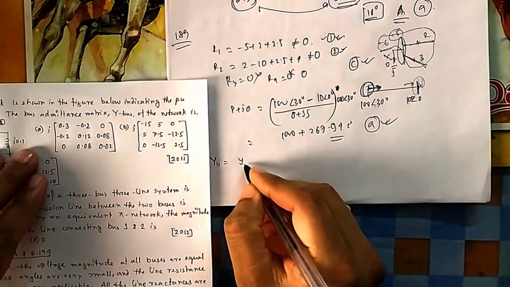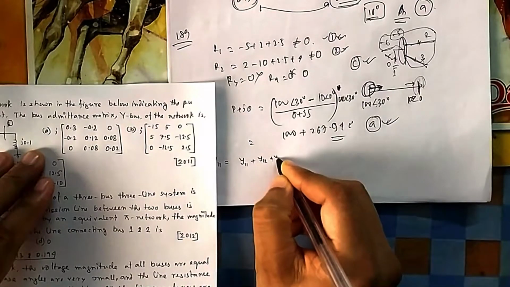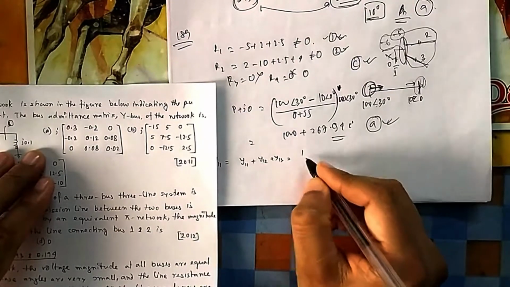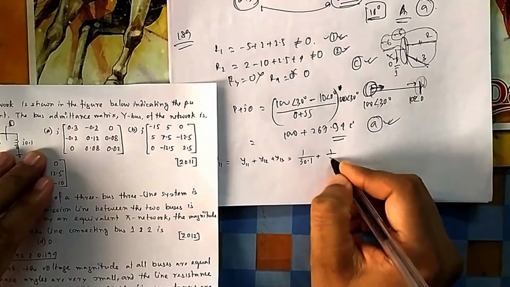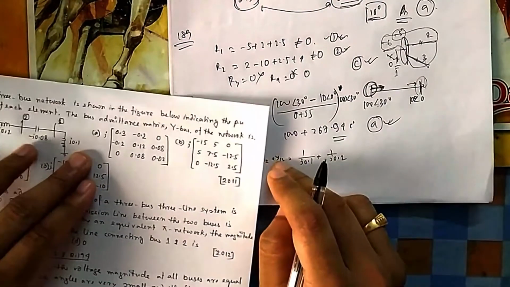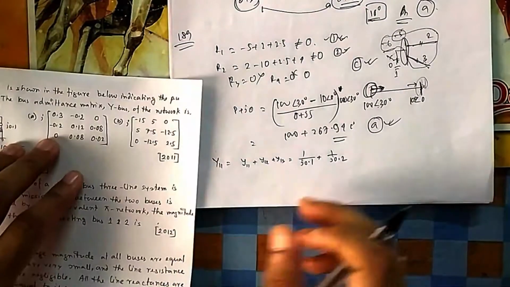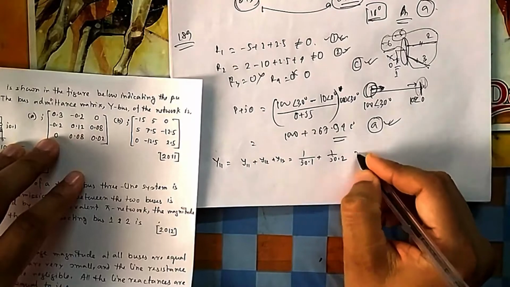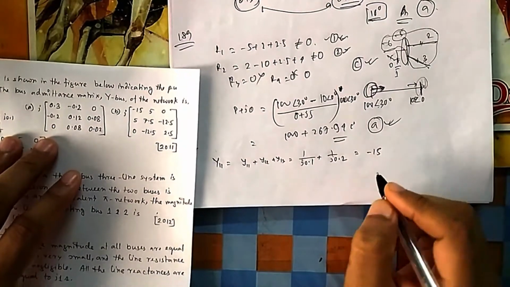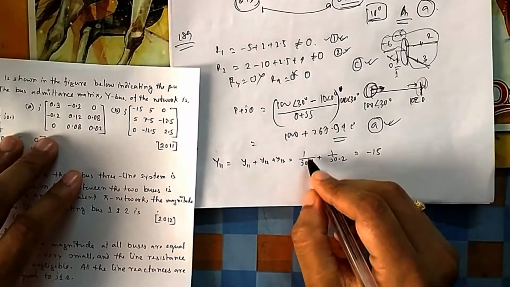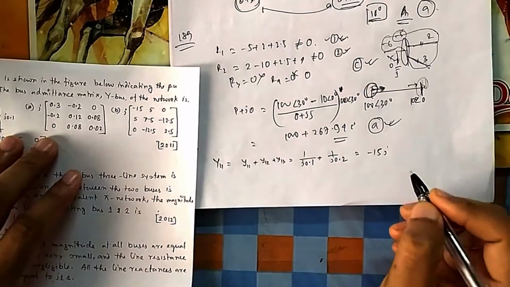So this is small y11 plus small y12 plus small y13. So it is 1 by j0.1 plus 1 by j0.2, and this is 0, because there is no branch between 1 and 3, so the impedance is infinite, that is y is 0. So if you add this, it will be j10 and j5, so minus j10 minus j5 minus j15, so minus 15j.